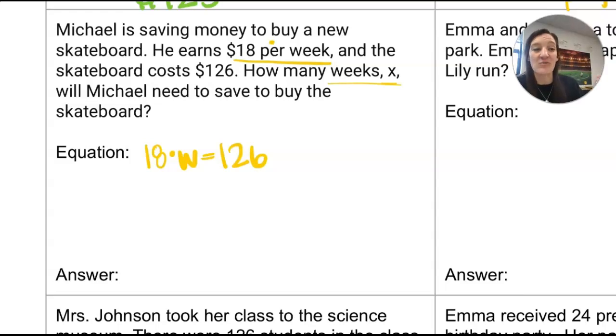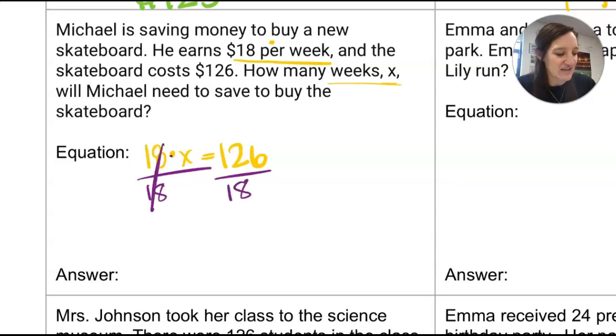Now, if we can figure out what W is, oh, they used X, huh? They want us to use X. If we can figure out what X is, then that will tell us how many weeks at $18 per week until he gets 126. So isolate the variable by dividing. That's the opposite of times. Let's do that to each side. That gives me 18 into 126.